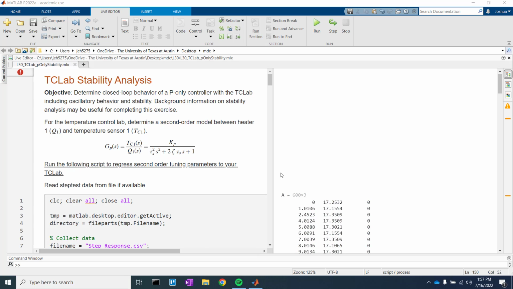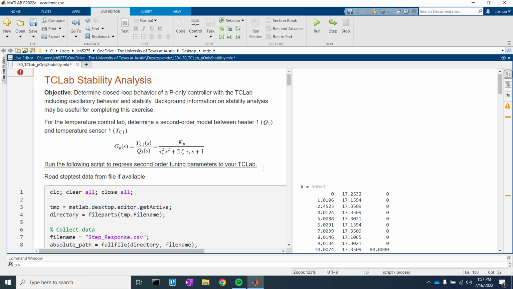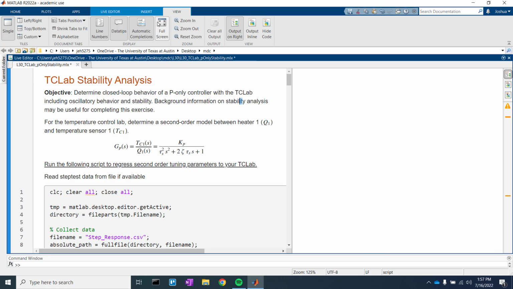Alright, in this activity we're going to discuss controller stability with a P-only controller. I've run it, making sure it all works before this project, so we'll go ahead and clear that.